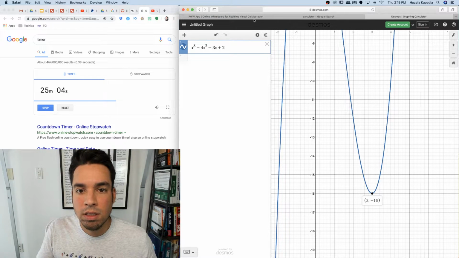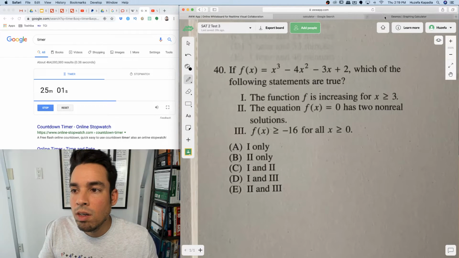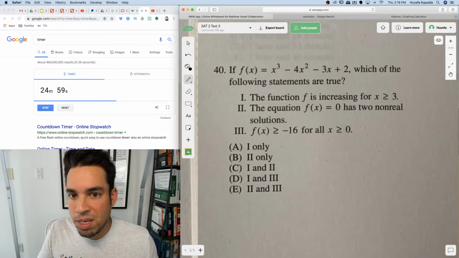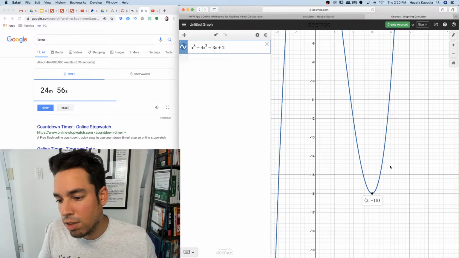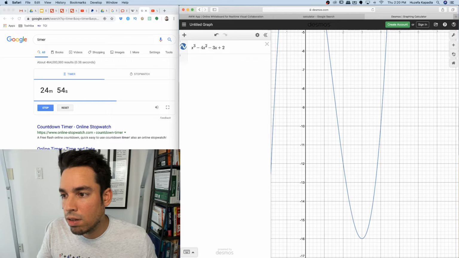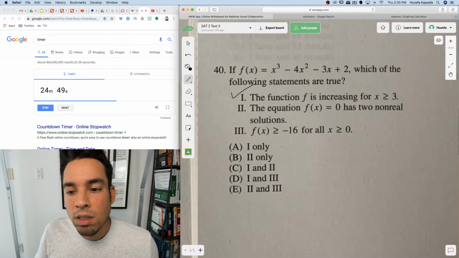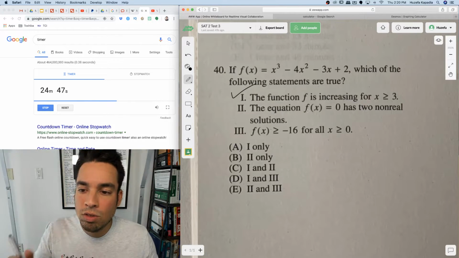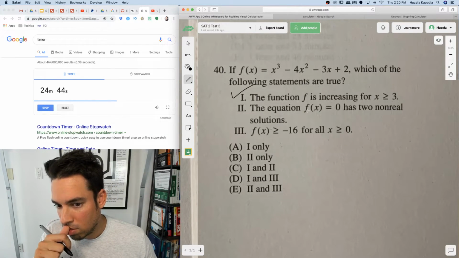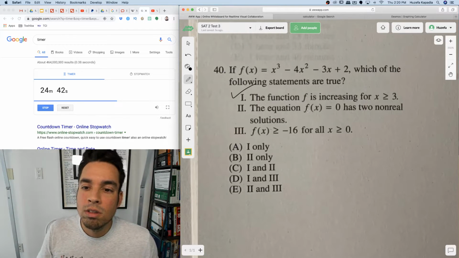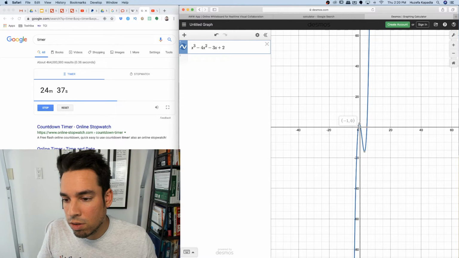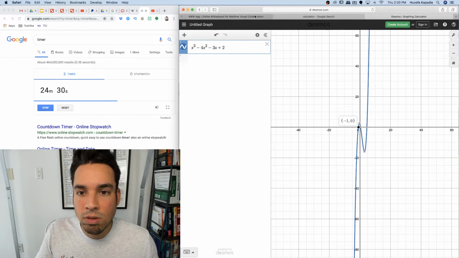Here's 3. It says increasing for x greater than or equal to 3. I agree with that, because if you look here at 3, it's going up and it's not going to come back down, right? It's going to go boom forever. So I'm saying that one's okay. The equation f of x equals 0 has two non-real solutions. Well, it's got 3 solutions total. I disagree with that. They're all real. Wait, yeah, they're all real: -1, 0.438, and 4.562. That one's out.